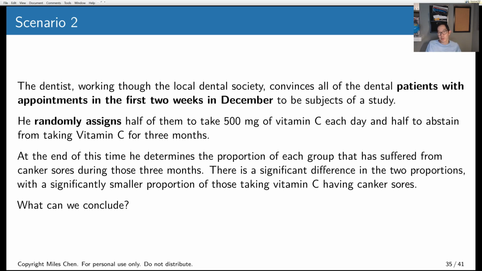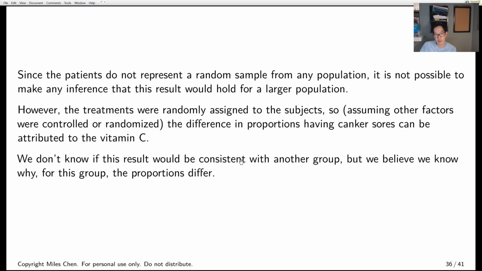Patients with appointments in the first 2 weeks, but this time we have random assignment. And we say some of you are going to take vitamin C, others of you are not going to take vitamin C, okay? And then we do the study, and then we find that those who took vitamin C have fewer canker sores than those who didn't. What can we conclude here?